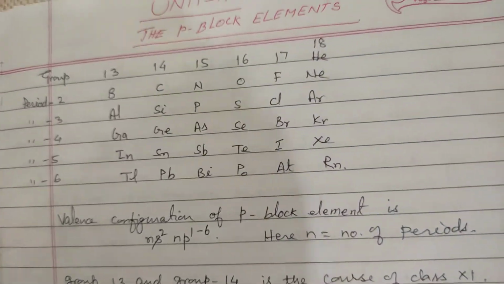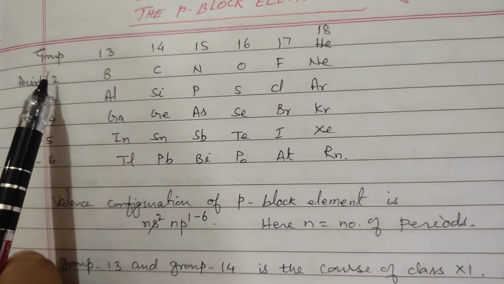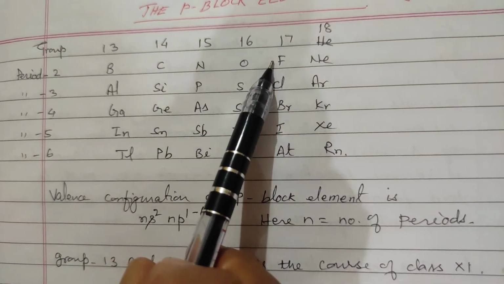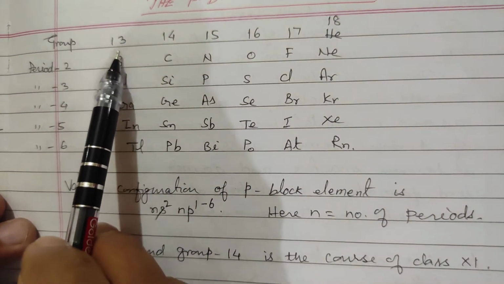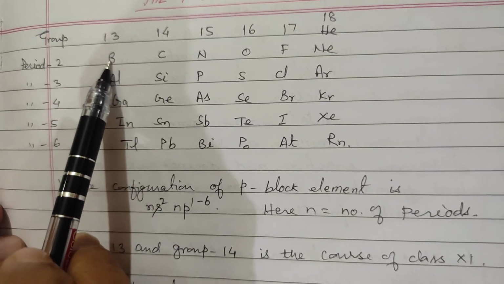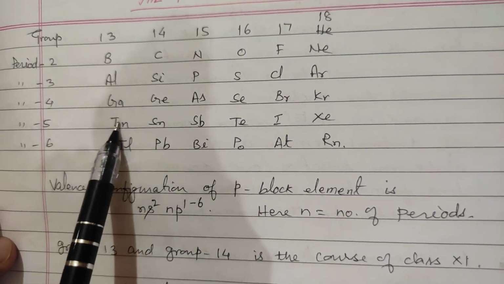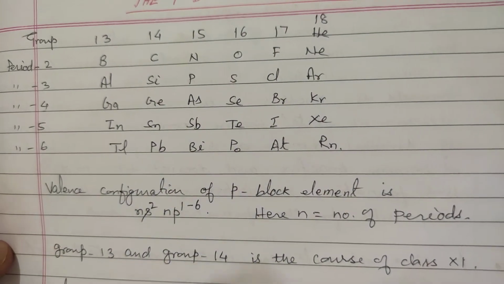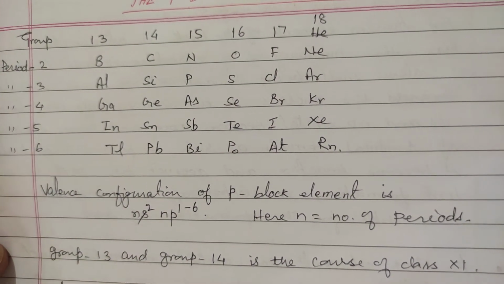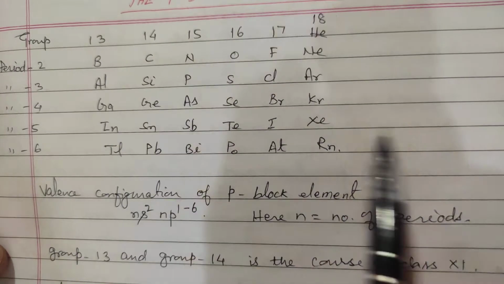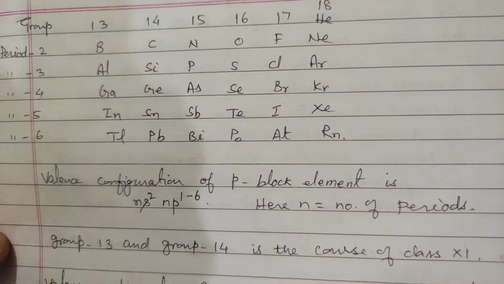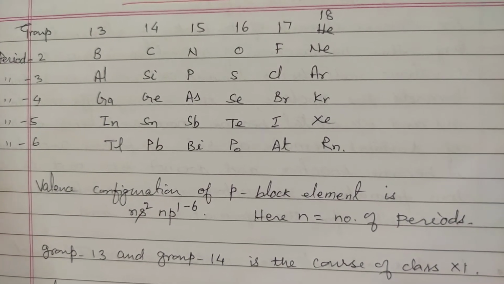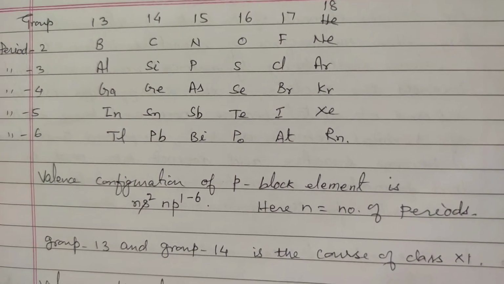So come to P block elements. Now look, these are group numbers 13, 14, 15, 16, 17, 18. Now this is period. Group 13: boron, aluminum, gallium, indium and thallium. Group 14: carbon, silicon, germanium, Sn and Pb. Now the rest are 15, 16, 17, 18. So for class 11, we have to focus only on group 13 and 14.